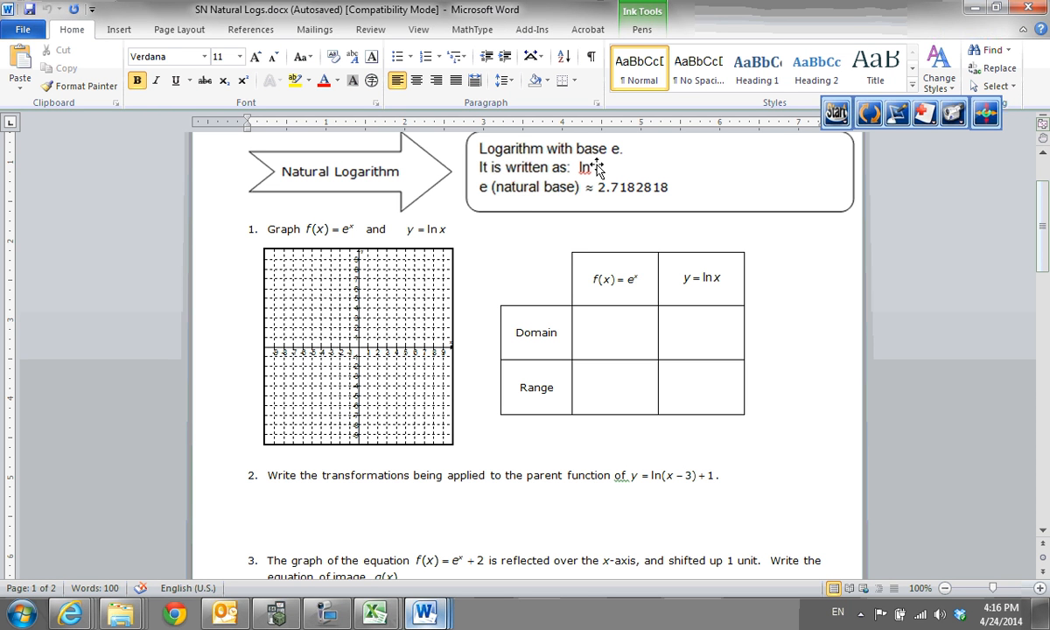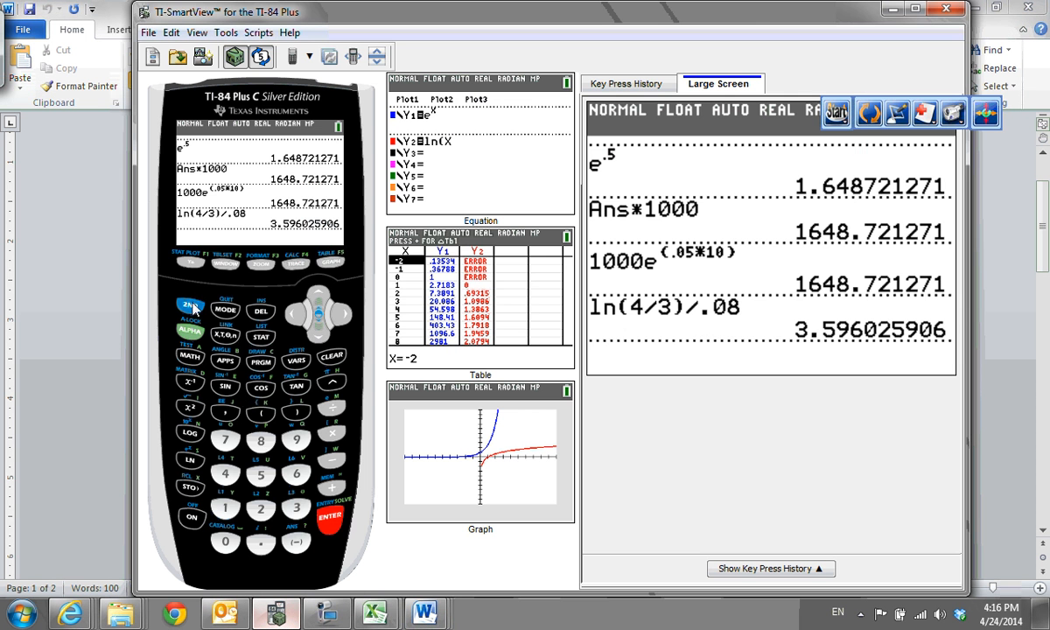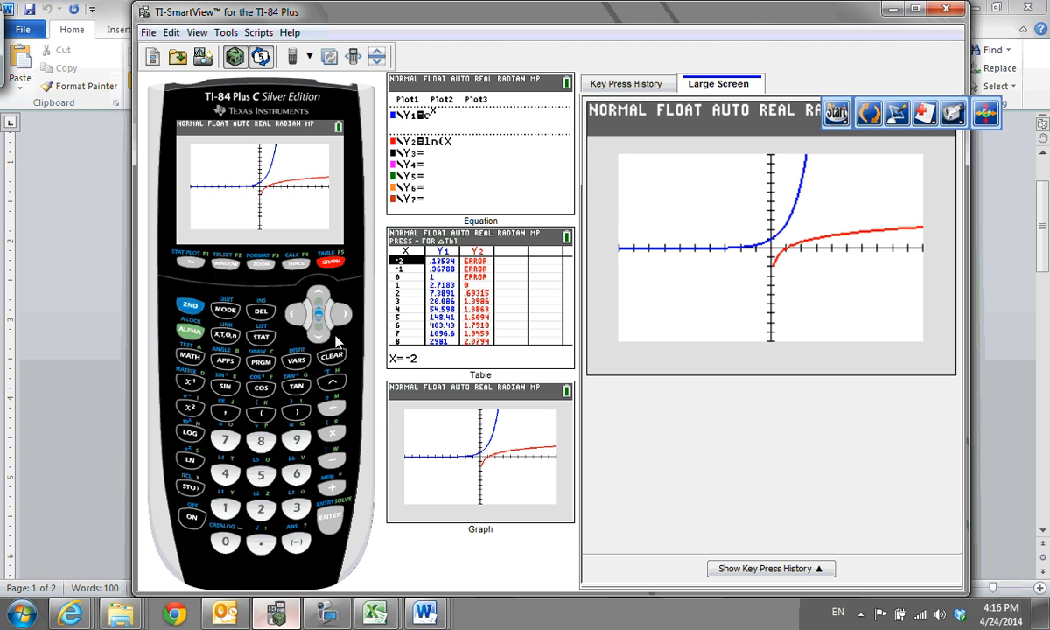Okay. A couple things for the graph. If you want to graph this, put this in your y1, graph this in your y2. I think I already have it pulled up here. So this is y equals e to the x. This is y equals natural log of x. They are inverses of each other.